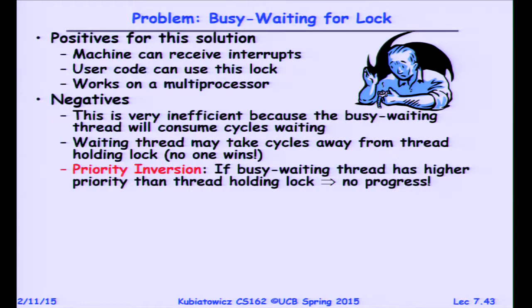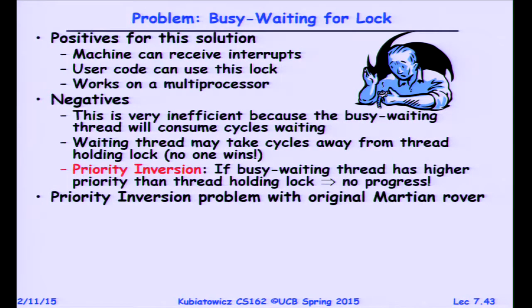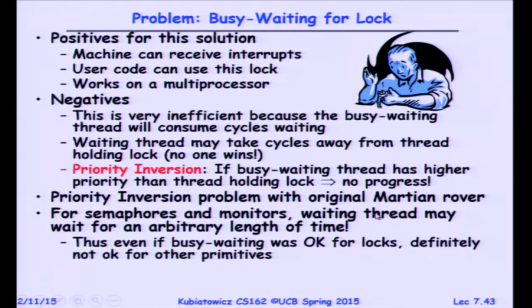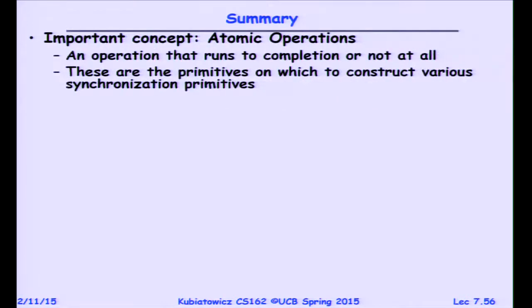Okay? And there's also a priority inversion problem here, because if the busy waiting thread has higher priority than the one holding the lock, the busy waiting thread is going to busy wait forever, and the one that has the lock will never release it. And the priority inversion problem was exactly what killed the original Martian rover. I'll tell you a little bit about that next time. But for semaphores and monitors, which we'll talk about later, we have a better solution where the waiting thread can wait for an arbitrary time.